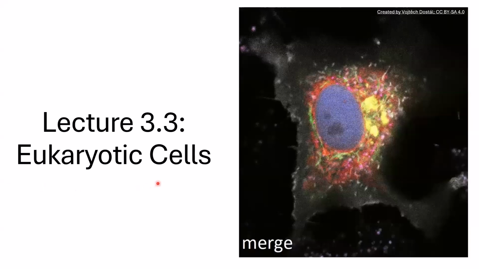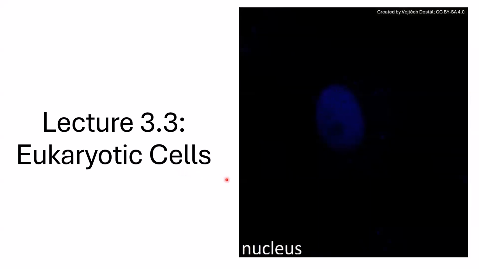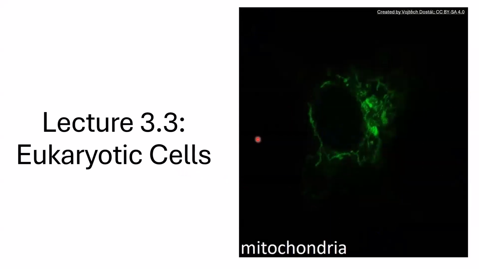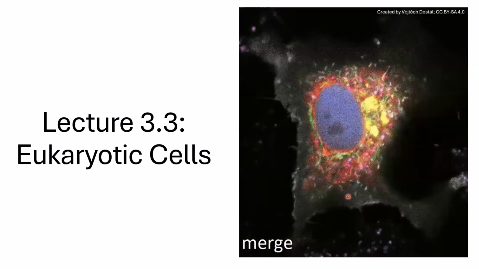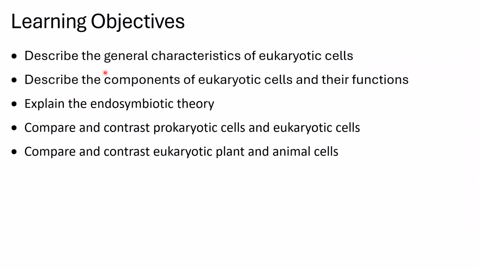Welcome to Lecture 3.3, in which we go over eukaryotic cells and organelles. This incredibly beautiful image here shows a single eukaryotic cell with various organelles stained in different colors and overlaid together. In this video, we will describe the general characteristics of eukaryotic cells, as well as their components and the functions of each component. We will also learn about the Endosymbiotic Theory.